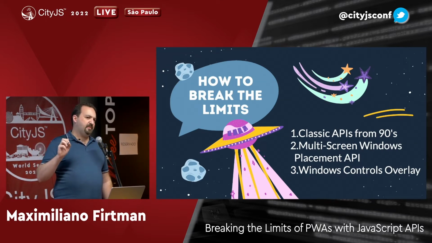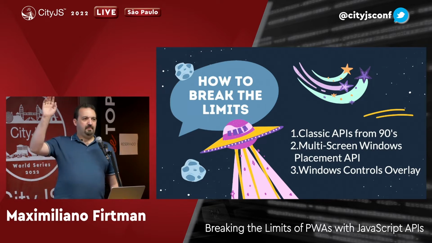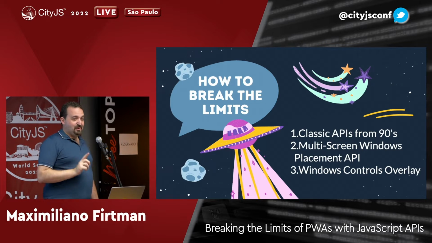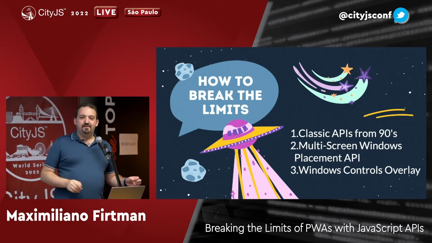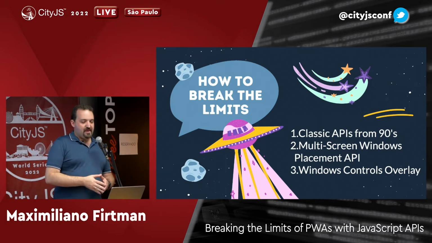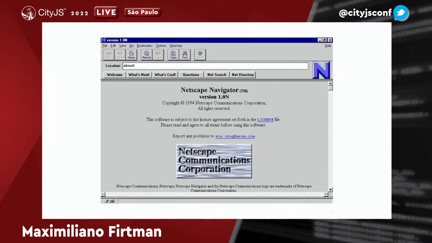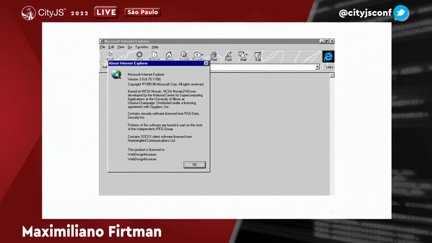How many of you were web developers during the 90s? I'm the only one, right? So I remember those APIs, and I will show you those APIs. So there are also new APIs, not only APIs from the 90s: the Multi-Screen Window Placement API and Window Controls Overlay. So first, from the 90s, that's Netscape. Have you ever browsed the web with that one? Yeah, we have one hand. Come on, yeah, two hands. Great. So Netscape, or our old friend Internet Explorer, okay?